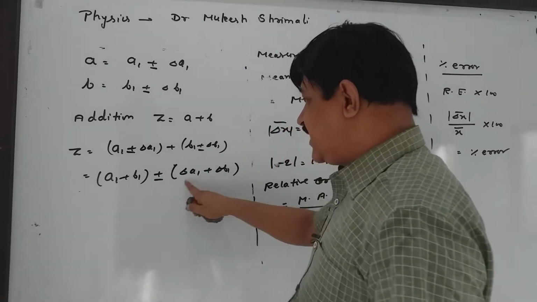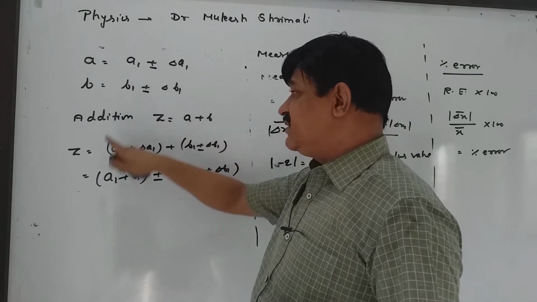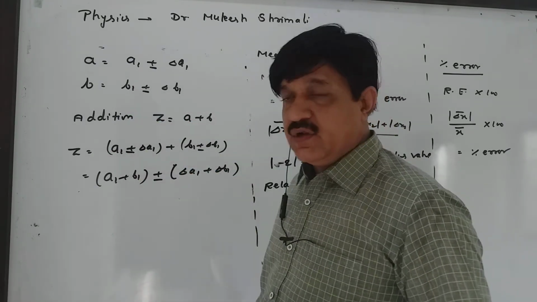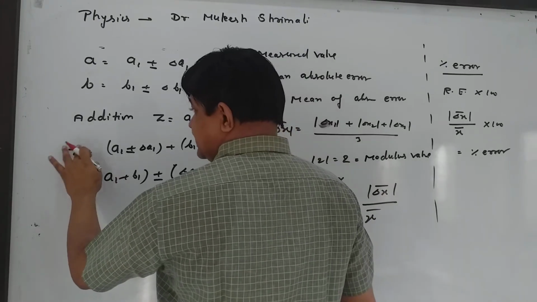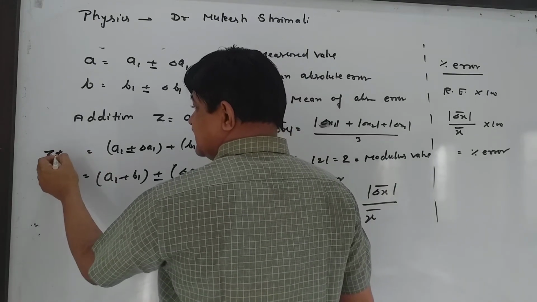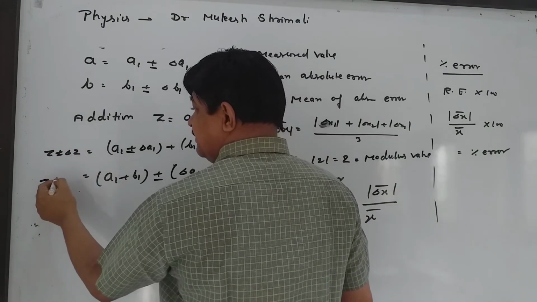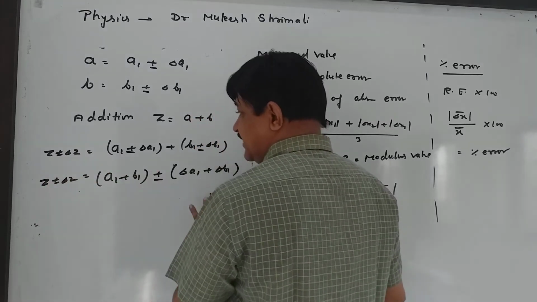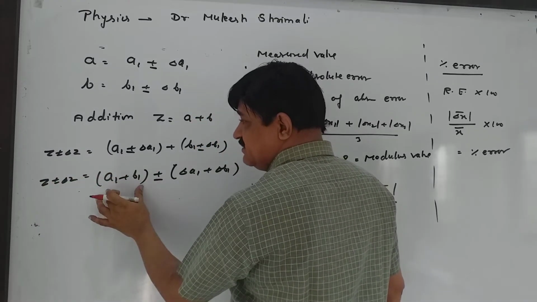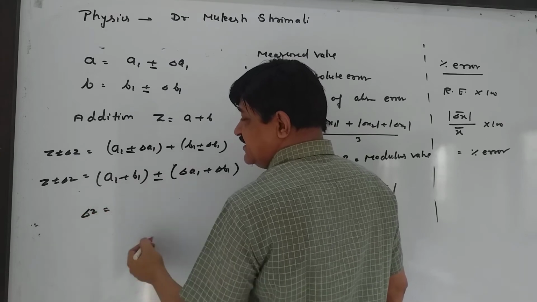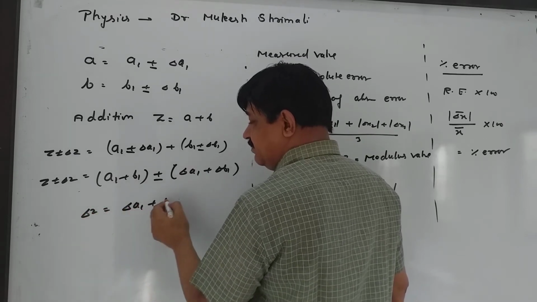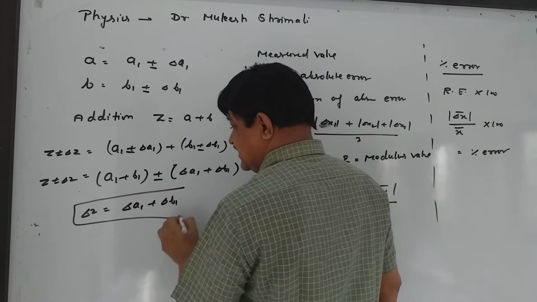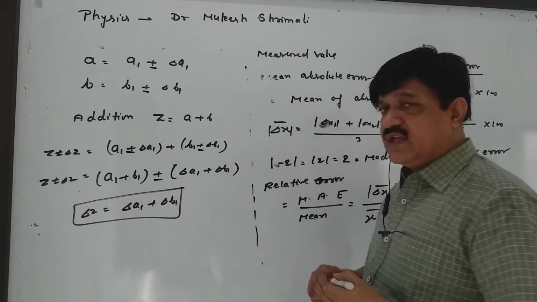So the absolute error must be different, and this part must be different whenever you want to find out. Now, if you want to find out the error in z, z is also expressed like this: z plus minus del z. Where z is a1 plus b1, what is the error in z? You can say del a1 plus del b1. This is first of all when we go for the addition.